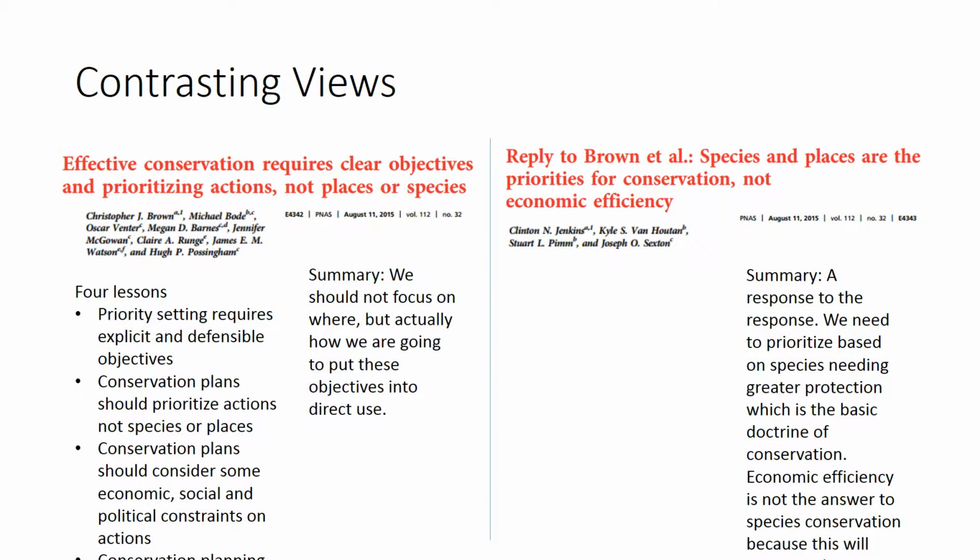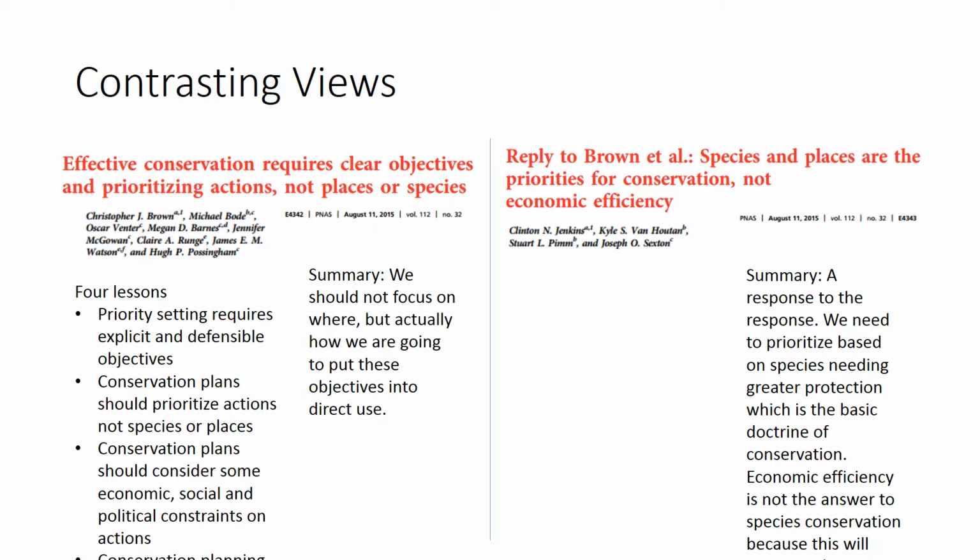Brown also does outline 4 lessons in his essay, and he says that number 1, setting priorities requires explicit and defensible objectives. 2, conservation plans should prioritize actions, not species or places. 3, conservation plans should consider some economic, social, and political constraints on actions. 4, conservation planning's central principle of decision should account for the composition of species assemblages across the site. So he's basically saying that we should look at all species or places, not just where they need it most.